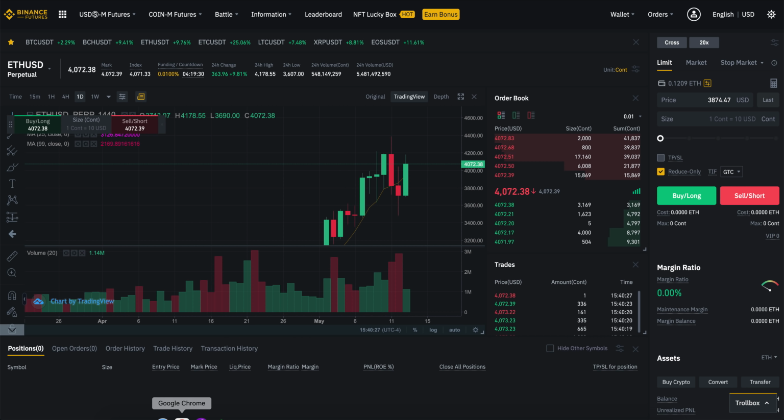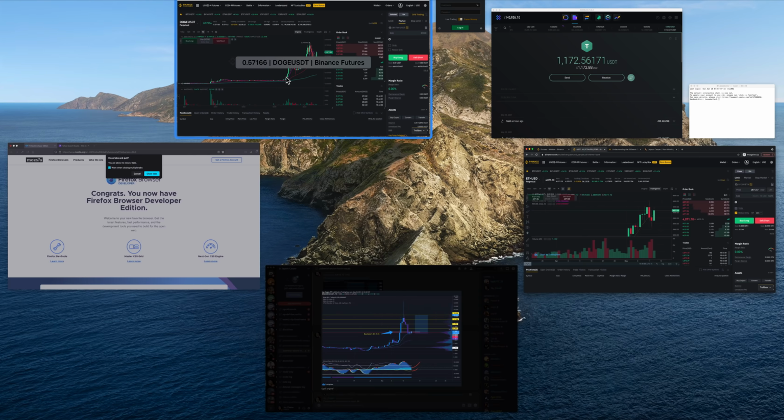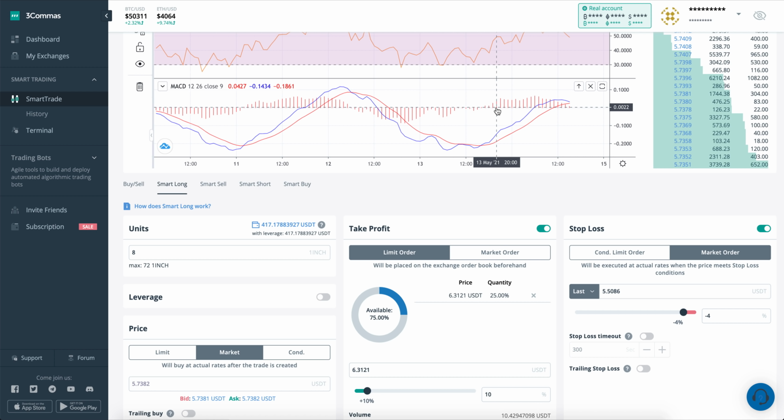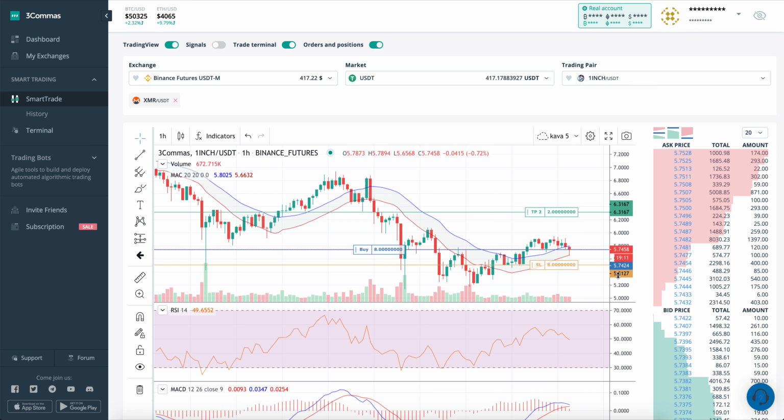So what you want to do is you actually want to trade on 3 commas, right? You can link your 3 commas to your Binance account, okay? You can link your 3 commas to your Binance account, and you can actually trade futures, Binance futures, through 3 commas using the smart trade. So how do you do this? You're going to first sign up to 3 commas, okay? And you are going to go to My Exchanges, and you're going to add an exchange.